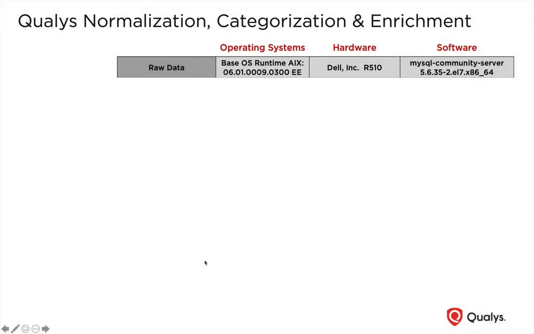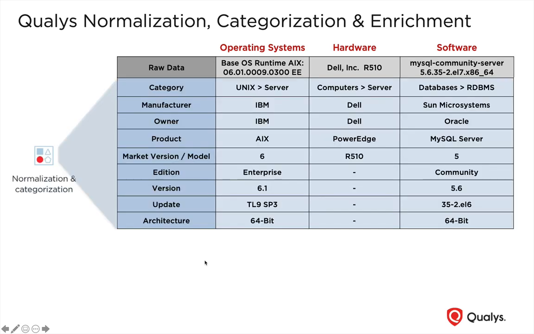We start with raw asset data. This is the information that's collected from your sensors and sent to the platform. Qualys then normalizes and categorizes that data. So here's where we take that data and we break it down by manufacturer, owner, product, version, edition, and category.